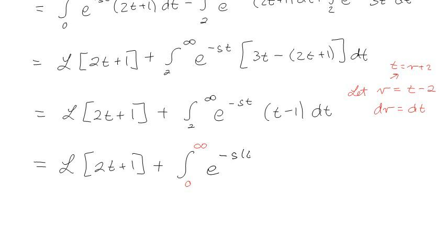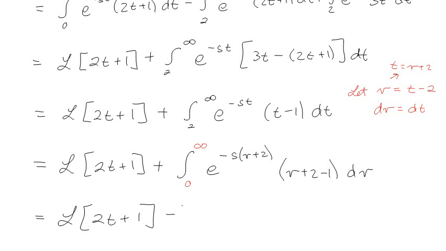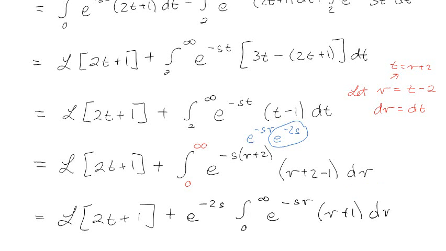So I have e to the minus s times (t plus 2), and that's v plus 2. Then I have (v plus 2) minus 1, and dt is just dv. Okay, then I do this. So I have this guy right here, e to the minus sv times e to the minus 2s. Now, e to the minus 2s can come directly out because it's not in terms of v, so with respect to v, it's just a constant. So I can pull that out, and it's kind of nice. So I have e to the minus 2s, integral 0 to infinity, e to the minus sv, and then v plus 1 dv. All right?